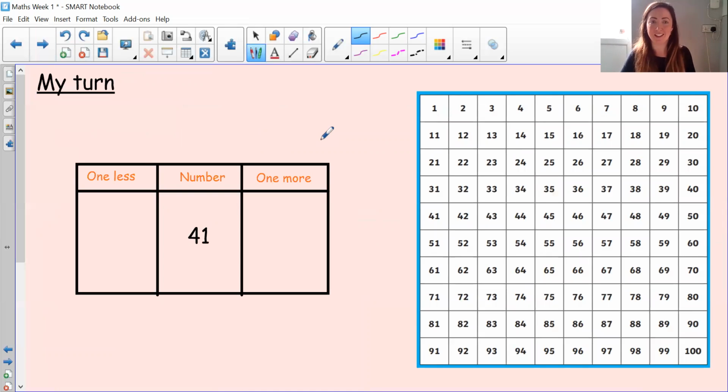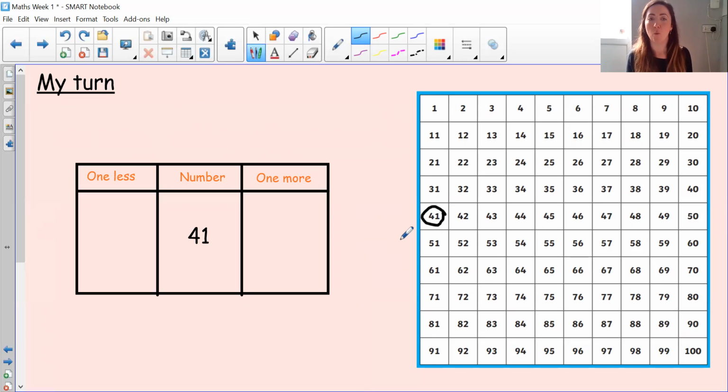So my turn first. I've got my little table here, so it shows me the number that we are starting with. The number I'm starting with is 41. 4 tens and then 1, 41. So the first thing I need to do is find that number on the 100 square. I'm looking down each row and I can see, oh look, 41 is the first number on this row of 40s. So 41 is my number.